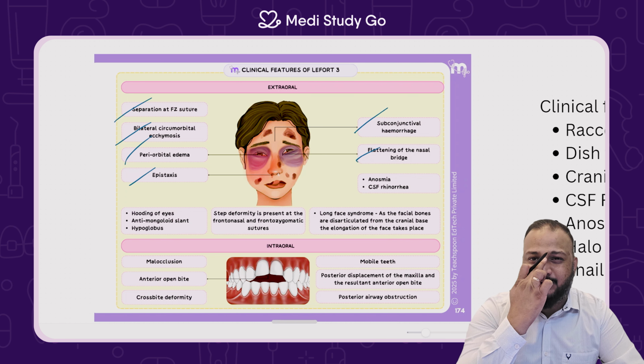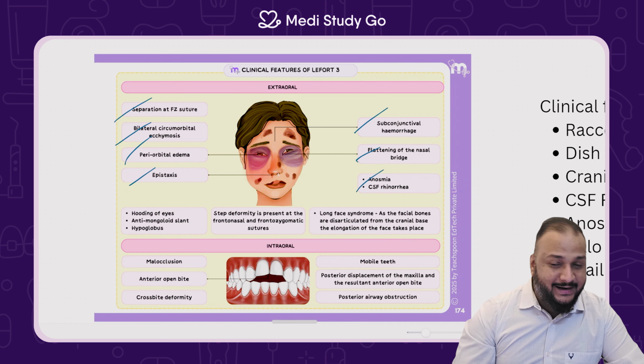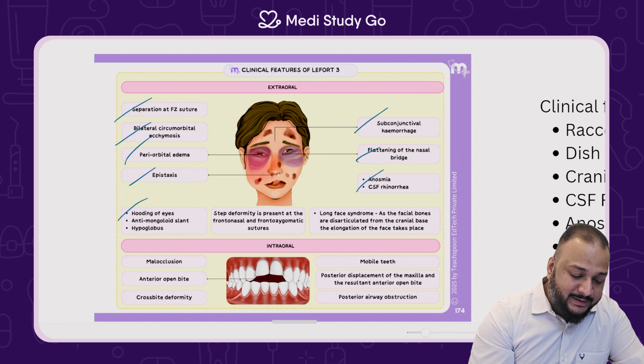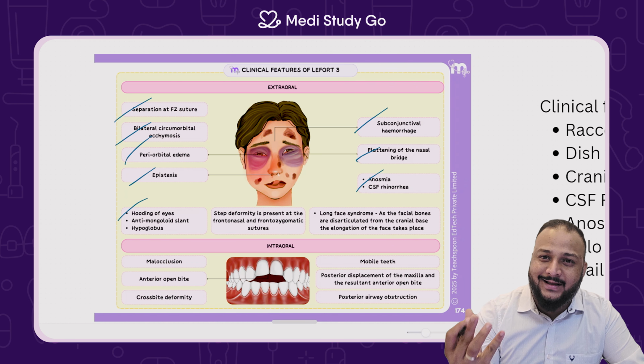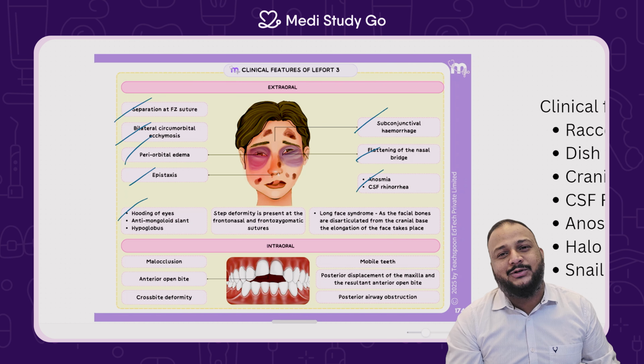Flattening of the nasal bridge, of course, because you have a nasal fracture over here at the dorsum. Anosmia and CSF rhinorrhea. I've already explained that. There is going to be change in the shape of the orbit, like I said. Either you can call it a hooding or you can call it enophthalmos or hypoglobus.